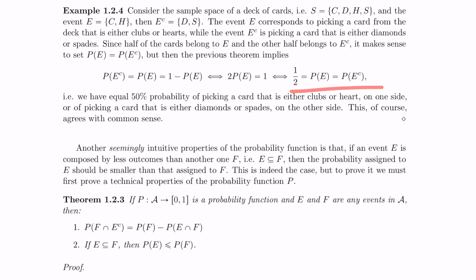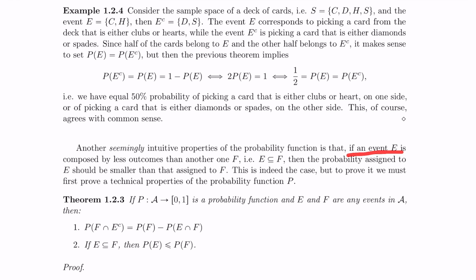This fact implies that we have a 50% chance of picking a card that is either clubs or hearts on one side, or picking a card that is either diamonds or spades on the other side, which of course agrees with common sense. We are of course very pleased that we continuously find confirmations of the fact that our proposal for the probability function agrees with what we expect it to do. Let's go further and check another seemingly intuitive property of P.